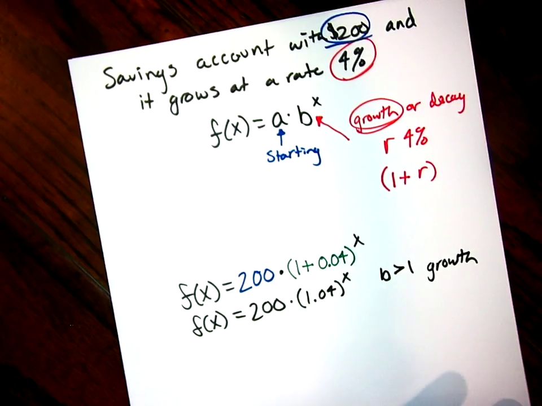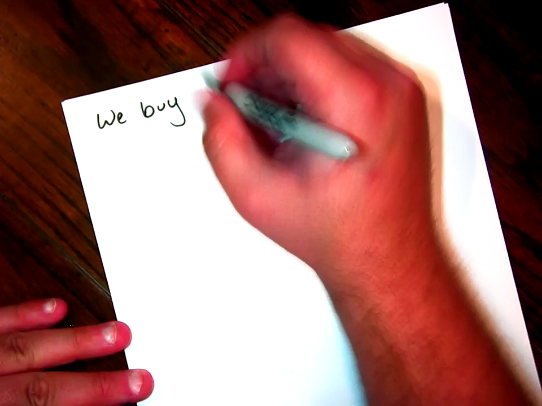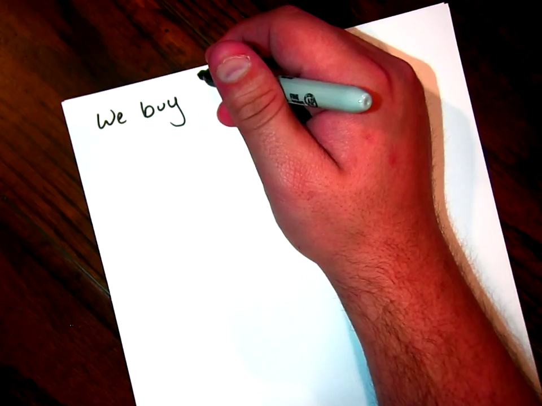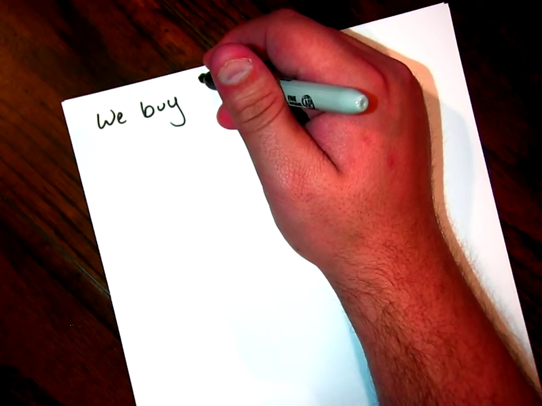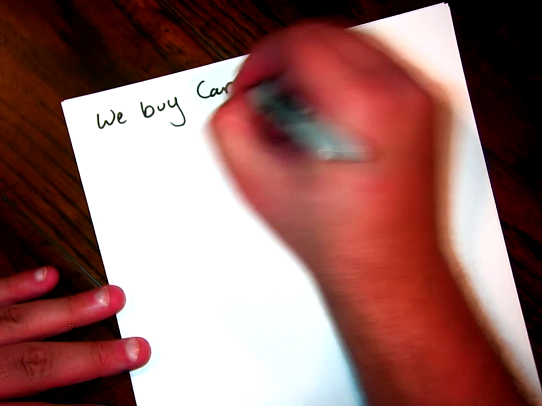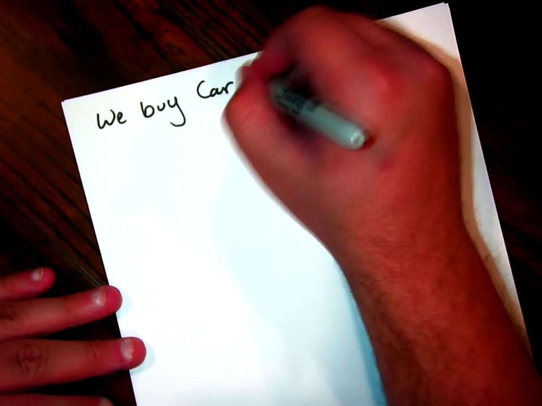Now let's talk about an example where you get decay, where we lose money. Let's say you go out and buy a car or a boat. The second you pull those things off the parking lot, you lose value on it. It loses value because it's not brand new anymore. The more miles you put on it, and the older it is, the more value it loses. So we can model this pretty closely with an exponential function. Let's buy a really nice car, for $20,000.